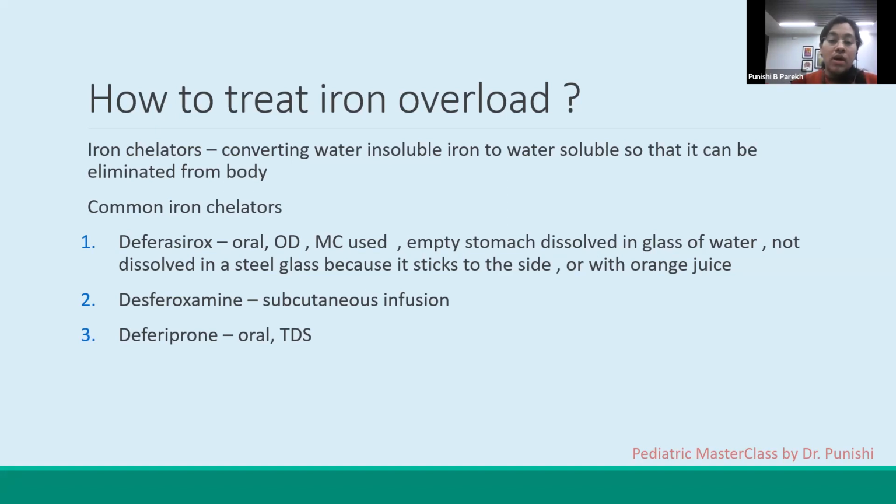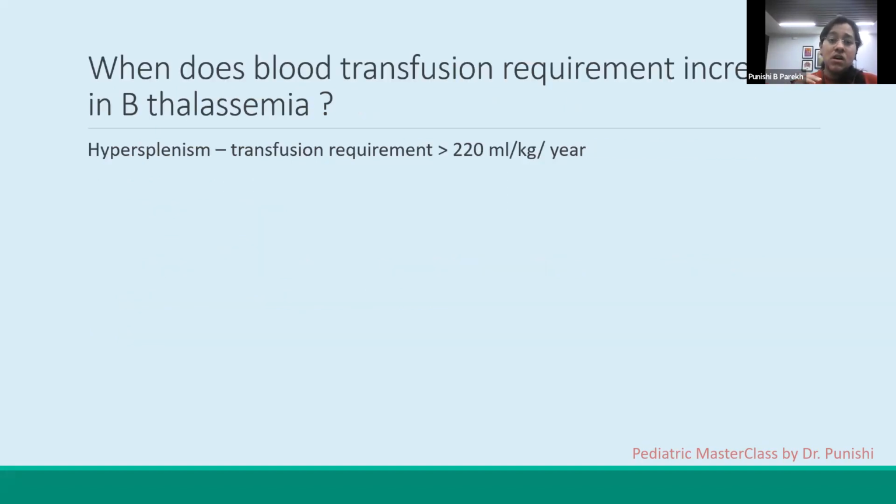So when does your blood transfusion requirement in thalassemia increase? When you have massive splenomegaly, you have hypersplenism, which is destroying all of the blood that's being transfused. Okay, so let's say today you transfuse blood. Ideally, the child should come to you after 4 weeks for the next blood transfusion. But let's say the hemoglobin falls to 7 within 2 weeks. Then what does it indicate? When the child has an associated massive spleen, this indicates hypersplenism.